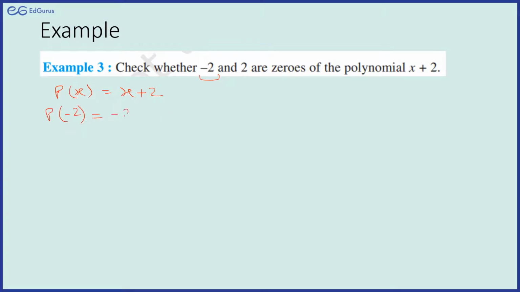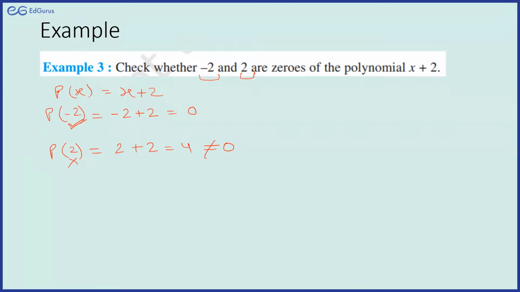Yes. So minus 2 plus 2 is 0. That means minus 2 is a zero of this polynomial, because when I substituted it, my result came out 0. Now check for 2. Is 2 a zero of this polynomial? So what will p of 2 be? 2 plus 2, which is 4, which is not equal to 0. So 2 is not a zero of this polynomial.